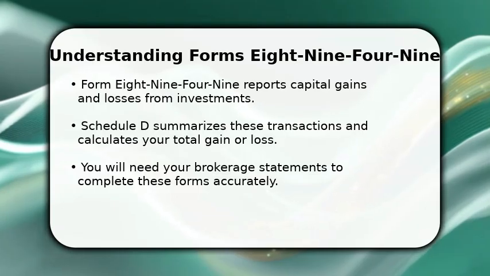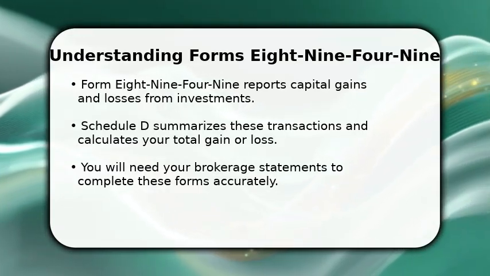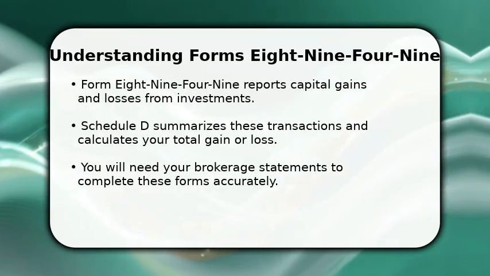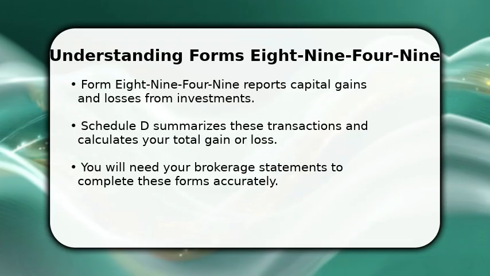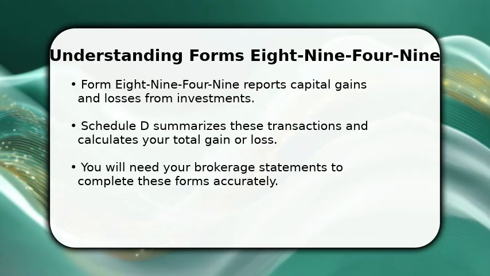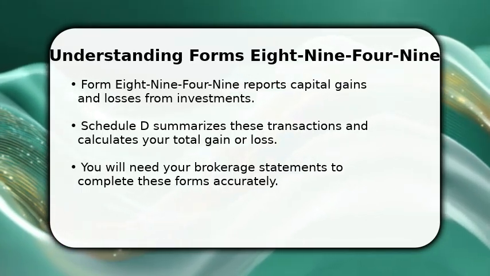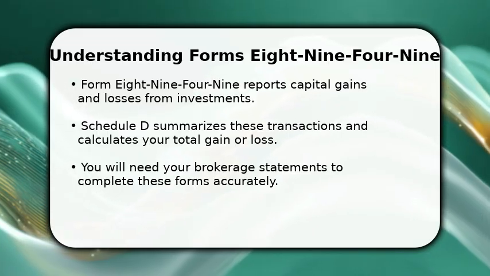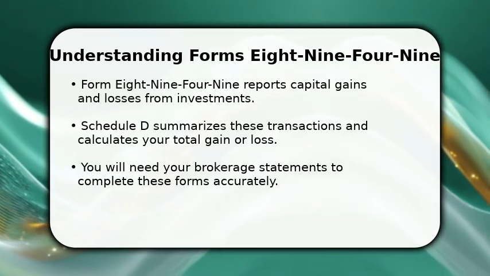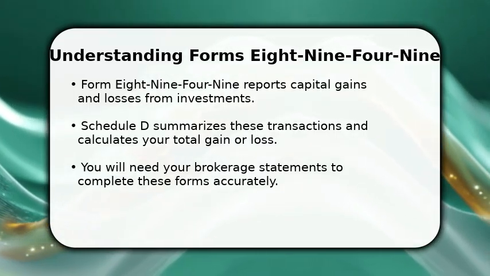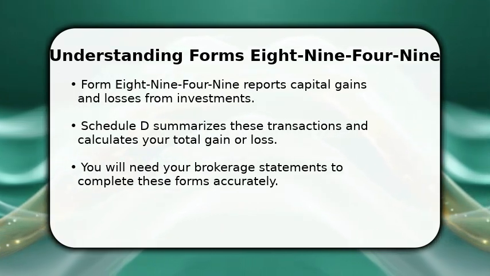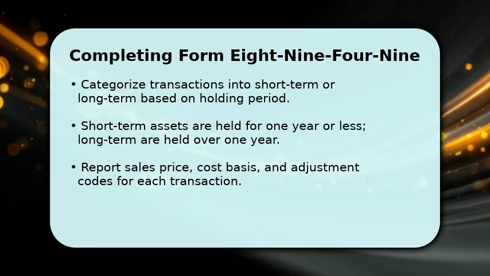In this video, I will explain how to fill out Form 8949 and Schedule D. First, gather all your investment statements, including Form 1099B, which reports sales of stocks and other securities. These forms are crucial for reporting capital gains and losses from the sale of assets like stocks, bonds, and mutual funds. Understanding how to properly categorize your transactions is key to accurate tax reporting and avoiding potential issues with the Internal Revenue Service. Now, let's dive into Form 8949.